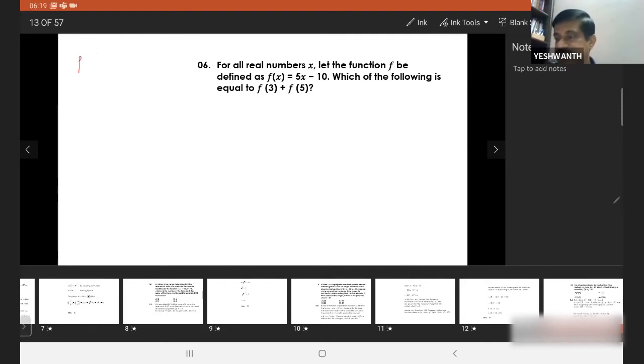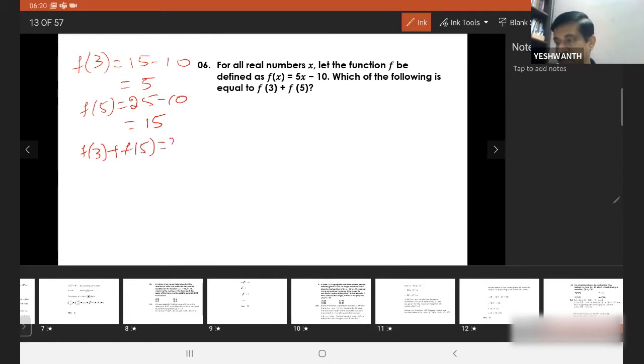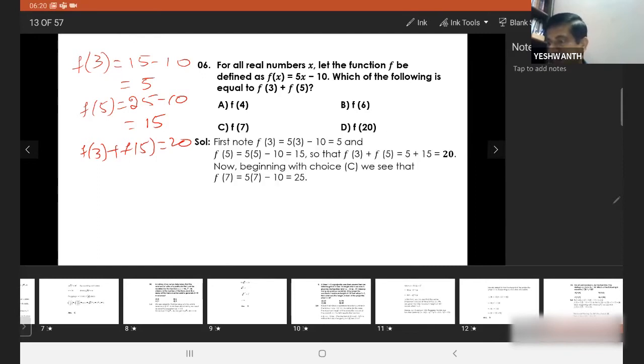Children, this is a very, very straight question. f of 3 is 15 minus 10, so that is 5. f of 5 is 25 minus 10, so this is 15. So f of 3 plus f of 5 equals 20. What is this equal to now? We need to get 20 as the value, so 5 times something should become 30. So f of 6 is 30 minus 10, which is 20. So the answer is f of 6. Please note it fast, quick.